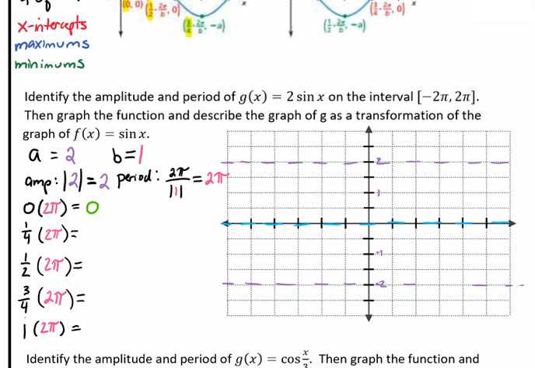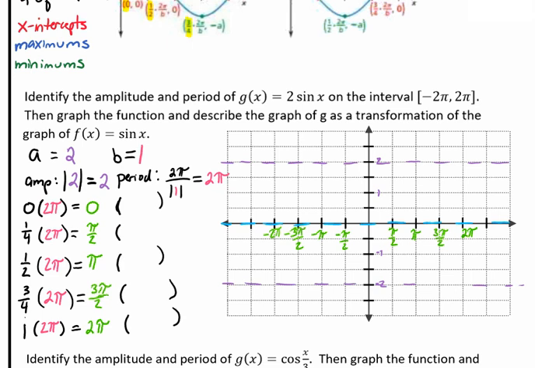So 0 times 2 pi is 0. 1/4 times 2 pi is pi over 2. 1/2 times 2 pi is pi. 3/4 times 2 pi is 3 pi over 2, and 1 times 2 pi is 2 pi. So now we need to create ordered pairs. So we label our points on our graph, and we need our ordered pairs. So here we're going to put our x values in, which are 0, pi over 2, pi, 3 pi over 2, and 2 pi.